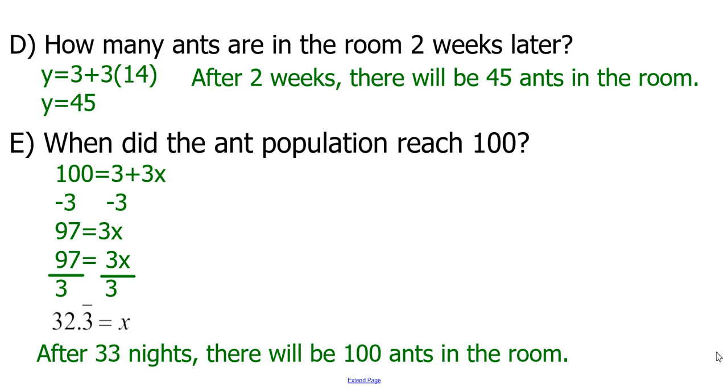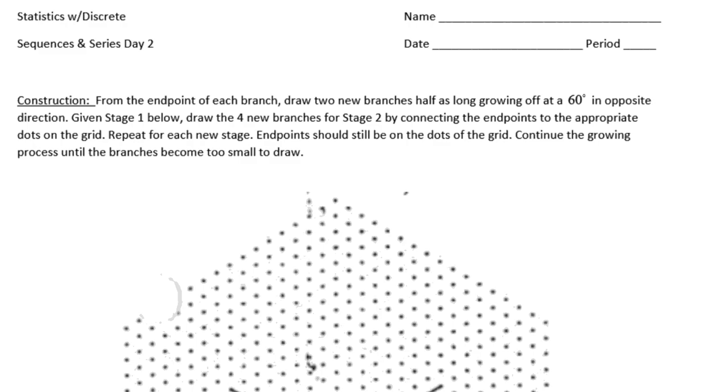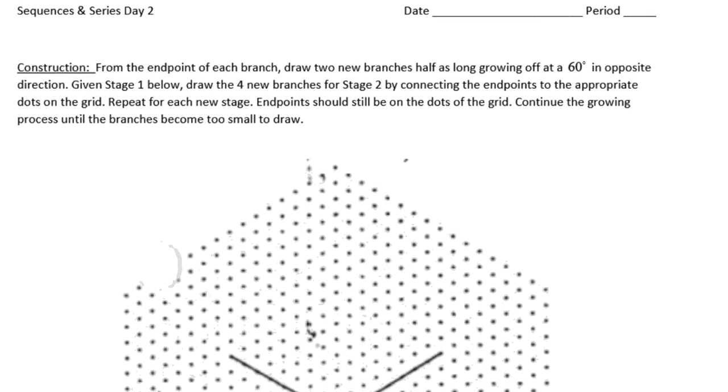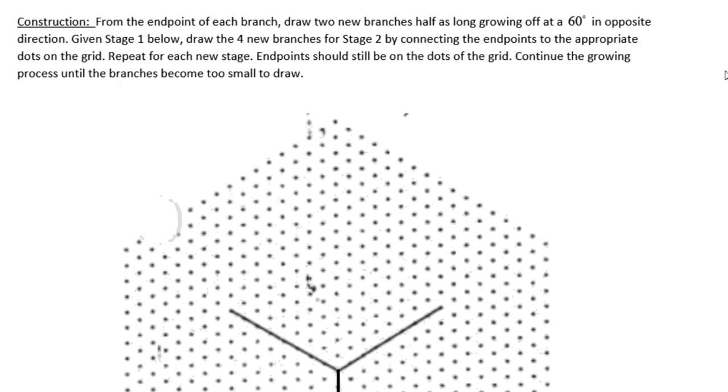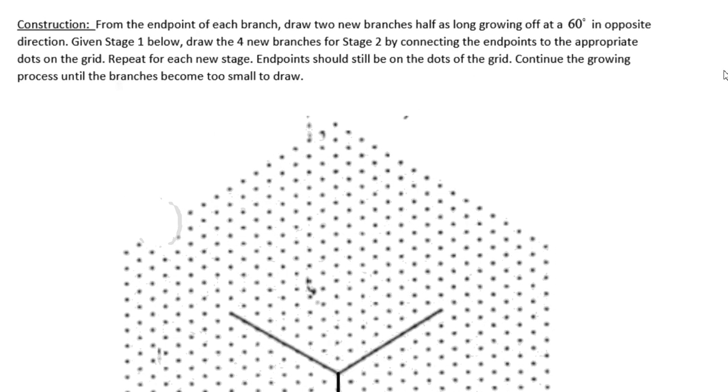All right, so you've been working with your arithmetic and your geometric sequences the last couple of days. And so for your practice now, you're going to look at the next situation, doing a construction. So we have the idea of like a tree and branches. So here is the trunk of the tree, and here are the branches that come out. So what we're giving you here is your first stage. This is stage 1. So if they said how many branches, I would say 2. Now it says you're going to draw 4 new branches for stage 2 by connecting the endpoints to the appropriate dots on the grid.